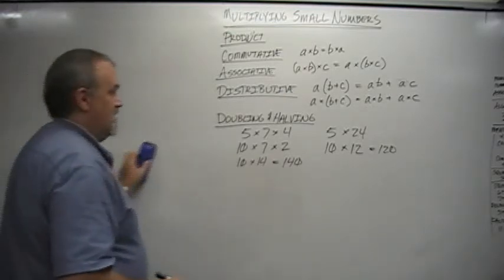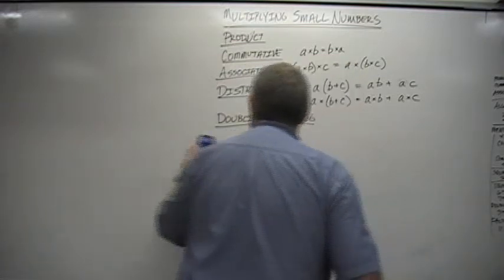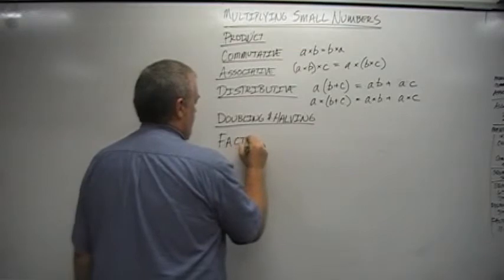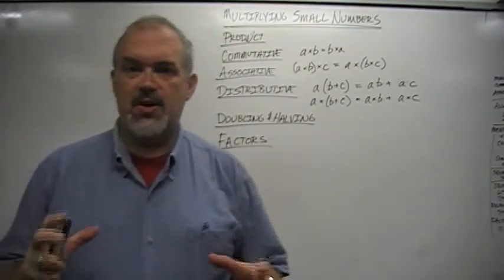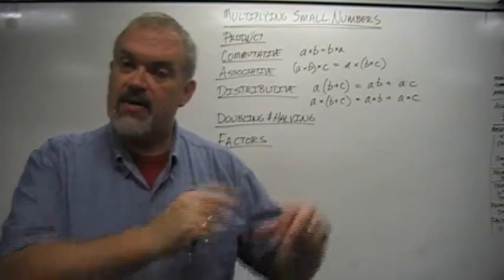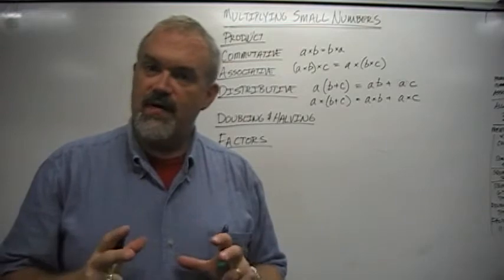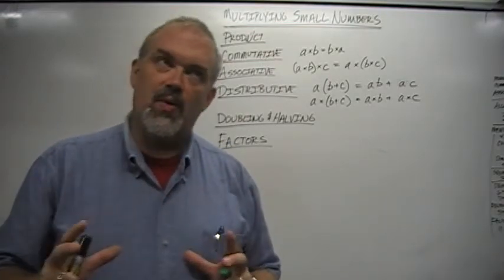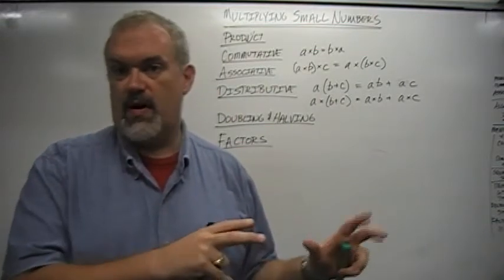The last method that we're going to use for mental multiplication is called factors. As you may remember, factors are numbers that multiply together to give us another number. So for example, two of the factors of 12 are 3 and 4. We could do 3 times 4 gives me 12. Or we could say factors of 12 are 2 and 6. 2 times 6 is 12.